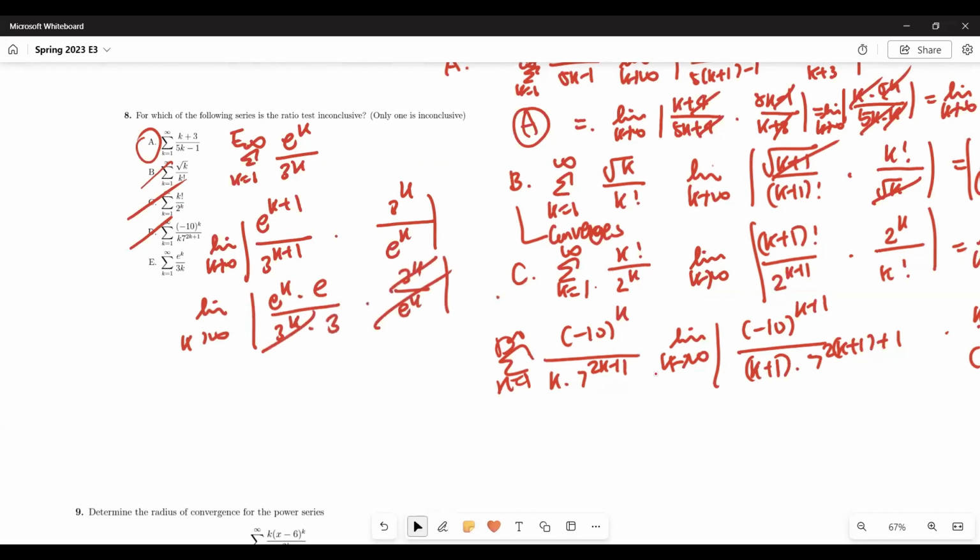3k and e to the k canceled out. So this is e over 3, which e is around 2 point something. I mean, e over 3 would be less than 1 because e is 2 point something. That means this is going to be less than 1. So this is actually converging. Right, so this has some value, not inconclusive. So that means A is the right answer.